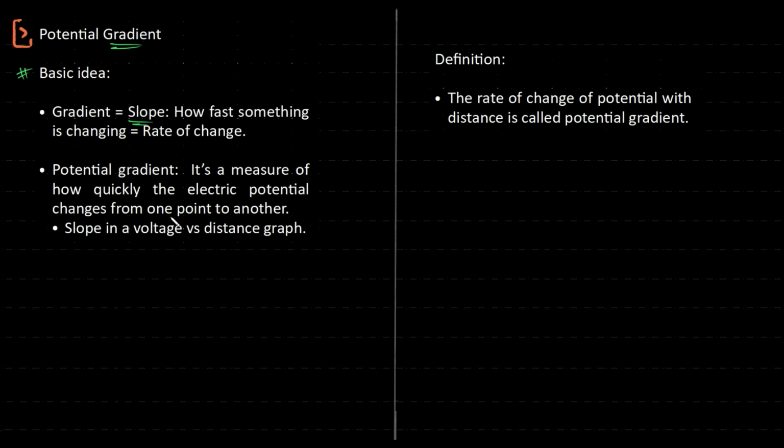So, voltage has to do with going from one point to another point. If you're moving, what is our potential difference? But in this case, the idea of how fast it is changing is what we are looking at. So it's a slope that we will figure out in a voltage-distance graph. So the official definition is: rate of change of potential with distance is called potential gradient. And it's nothing but dV by dr.